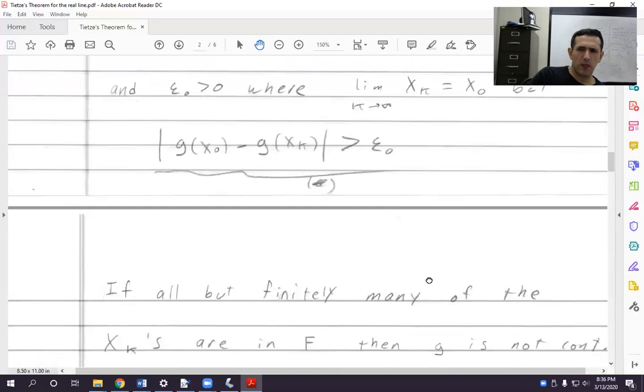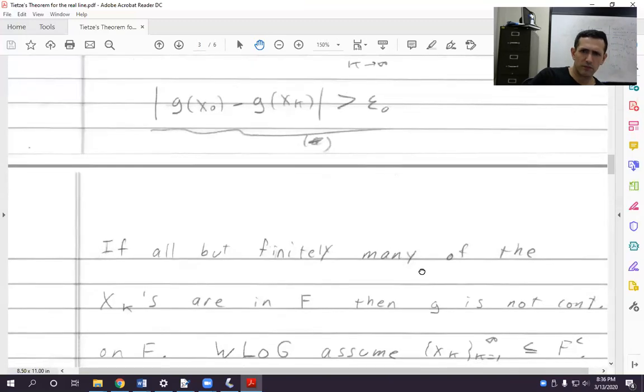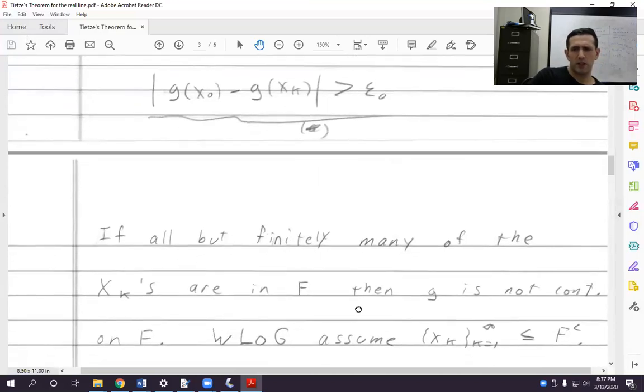Well, if eventually all the xk's are in F, then this is a contradiction, because that's saying G is not continuous on F. And we know G is continuous on F because G is little f on big F, and we assume little f is continuous on big F. So what this means is that we can assume there's infinitely many of the xk's that are in F complement.